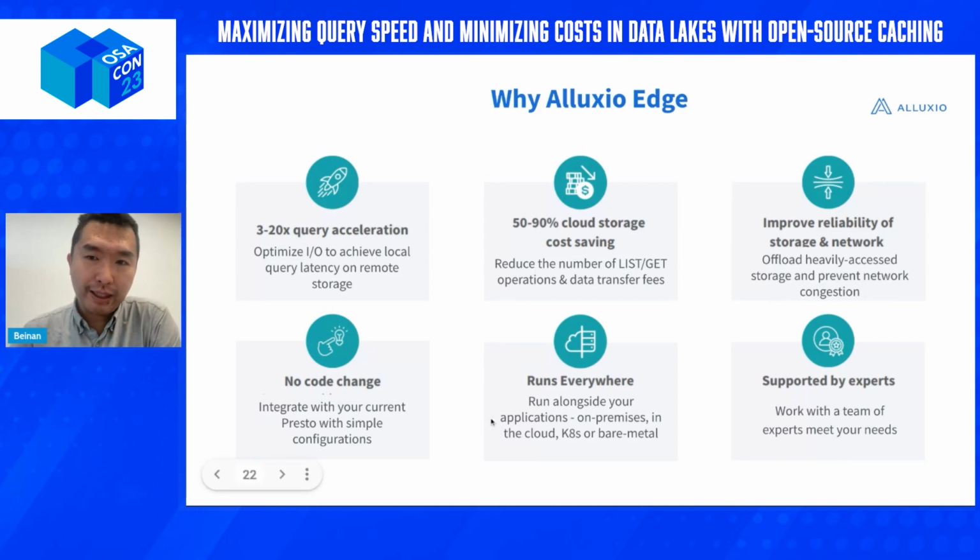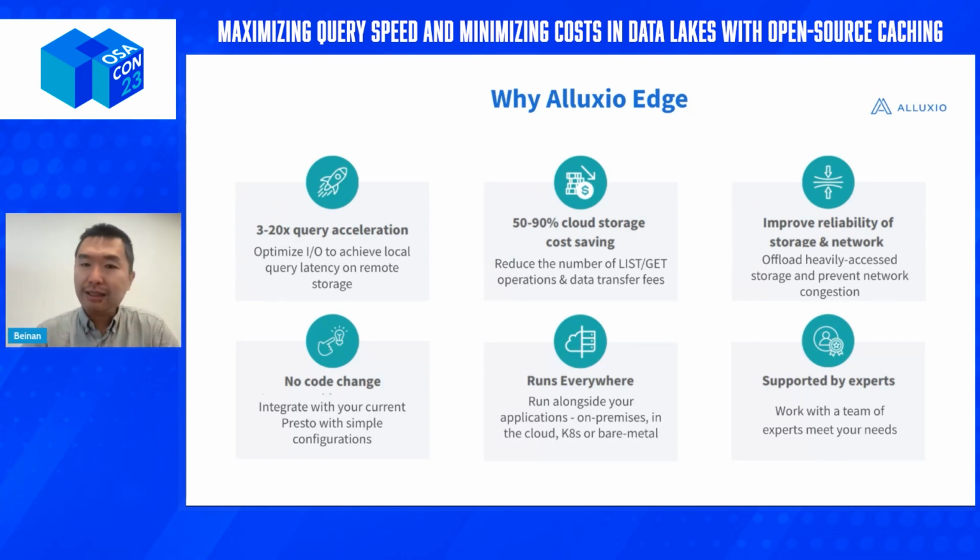And also, we can improve reliability because we reduce the data transfer to a remote storage. And by using the edge, our Alluxio cache, there's no code change to your running Presto or Trino or Impala. We do have some advanced version of local cache that we work on with the open source community, but that needs some code change. But if we're just talking about the simple cache solution, the Alluxio Edge, no code change is needed. You just put the jar into the Presto, then it works.